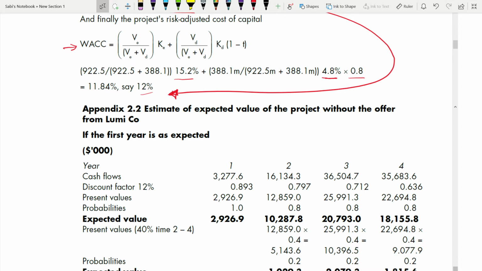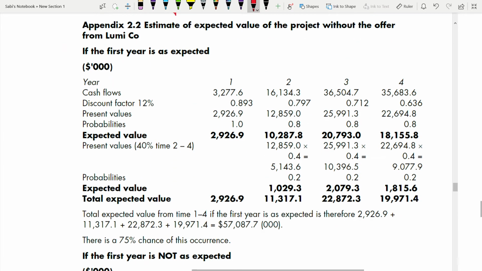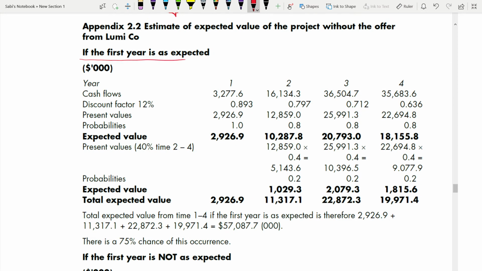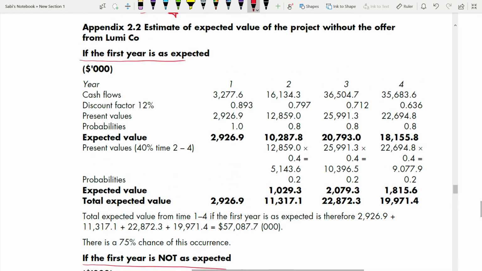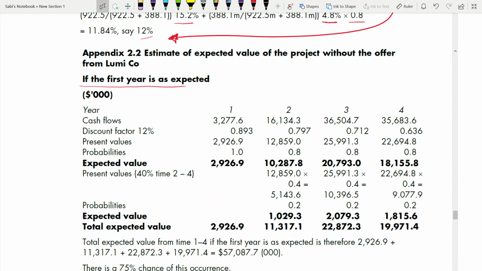Appendix 2.2. Estimate of expected value of project without the offer. So if the first year is as expected, and if the first year is not as expected, under both you have to find out because probabilities are different. We'll see if the first year is as expected. It is in $1,000, dropping down the 3 zeros.